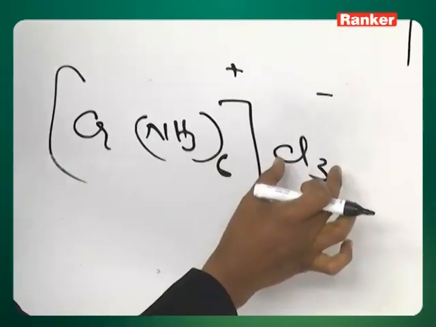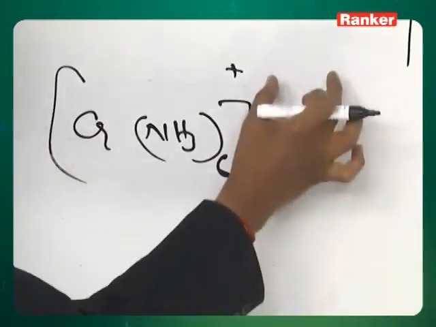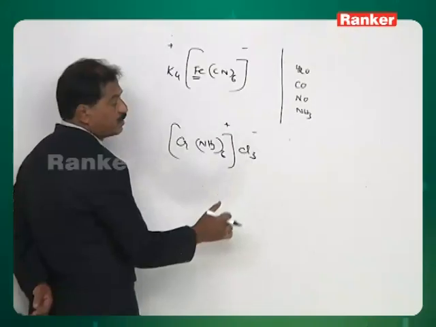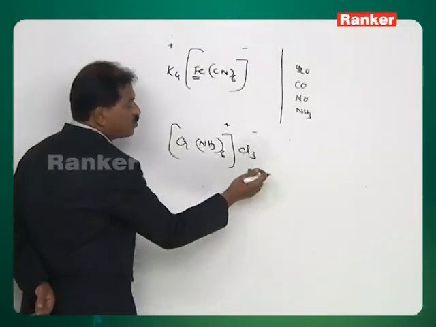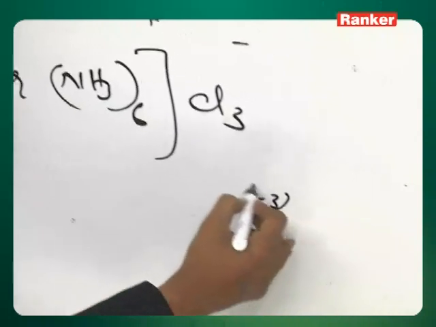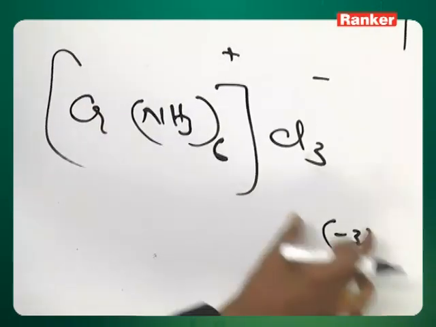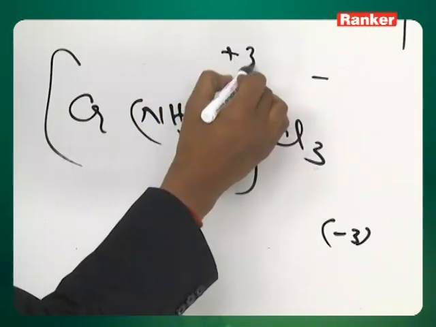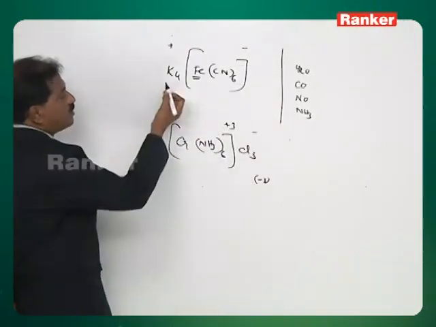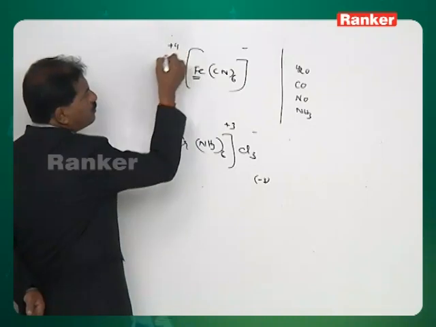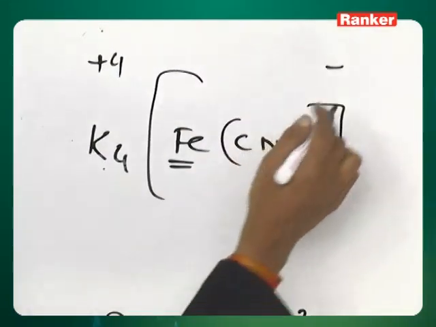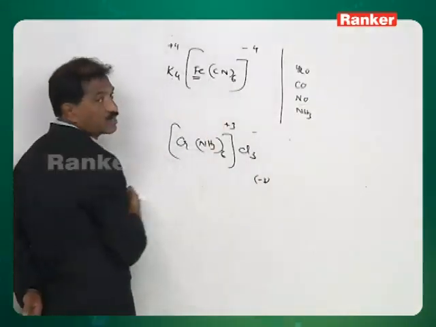Next, based on the nature and number, first you identify the total charge carried by the simple ions. Here 3 chlorides are shown, so the total charge of the chlorides is minus 3. If the chlorides' charge is minus 3, the complex will get the charge plus 3. Similarly here, for the simple ions, the total positive charge is plus 4.